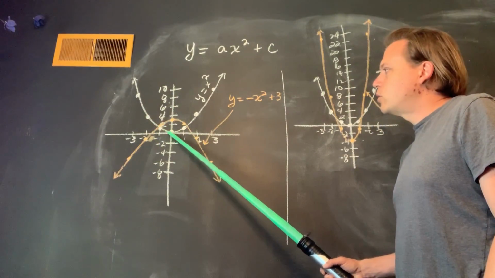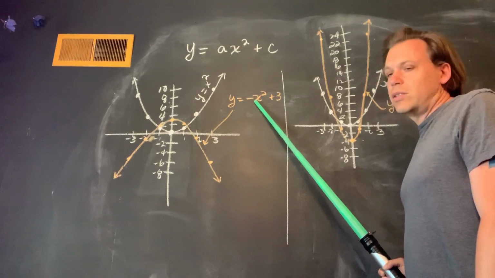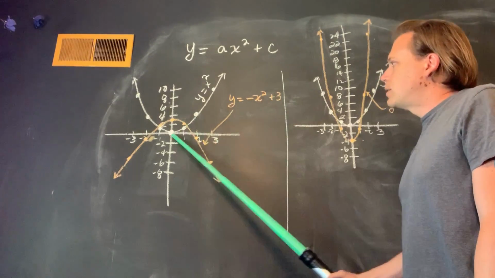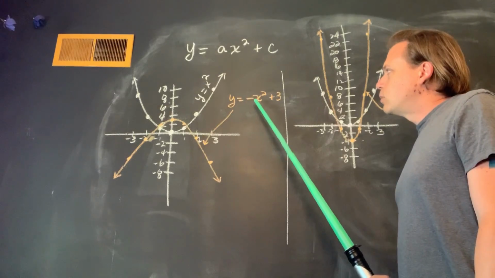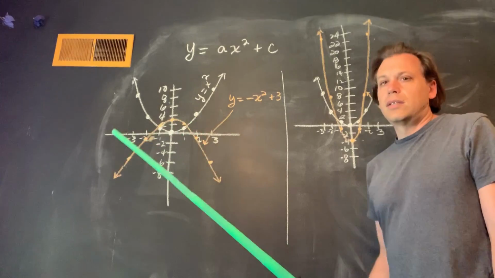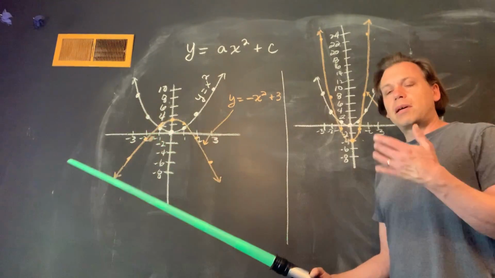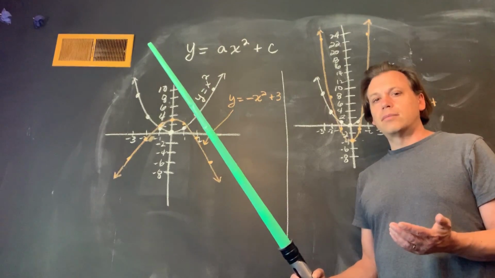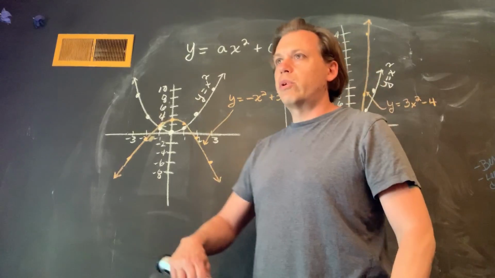If I put in 0 for x, 0 squared is 0, and negative 0 is still 0, and then plus 3, I get 3. If I substitute 1 for x, 1 squared and then make it negative, plus 3, I get 2. So you can do the calculations, or you could think about how the graph changes. If you make a table of values, all of those points will work out right.